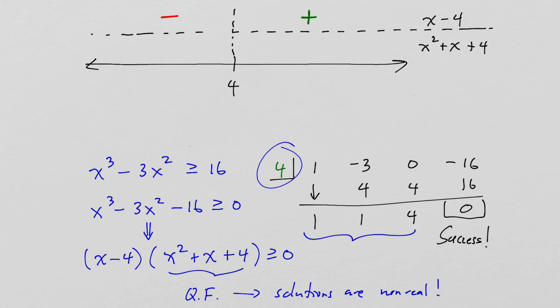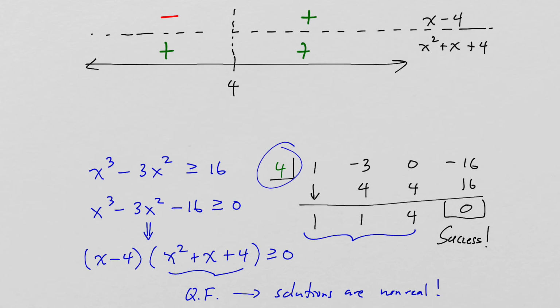Well, if you just take a sample value for x, take x equals 5, and plug it in, you'll notice that when you plug in 5, you get a positive number here. And pick a sample value less than 4. For example, you could pick x equals 0. If you plug in x equals 0, you get a positive value here. So because the zeros of this factor are complex, it never changes from positive to negative or from negative to positive. So in this case, it's always positive.